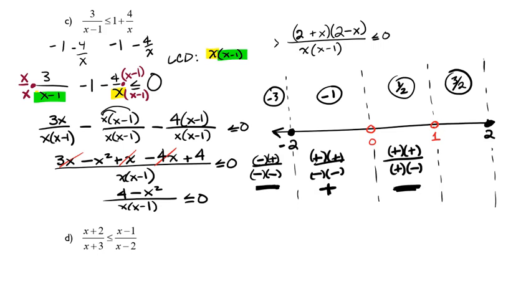Substituting 3/2 in on the interval from 1 to 2, I will get a positive times a positive divided by a positive times a positive, which is overall a positive interval. To the right of 2, we're going to substitute 3 in, and that will give me a positive times a negative divided by a positive times a positive. This will be an overall negative interval.